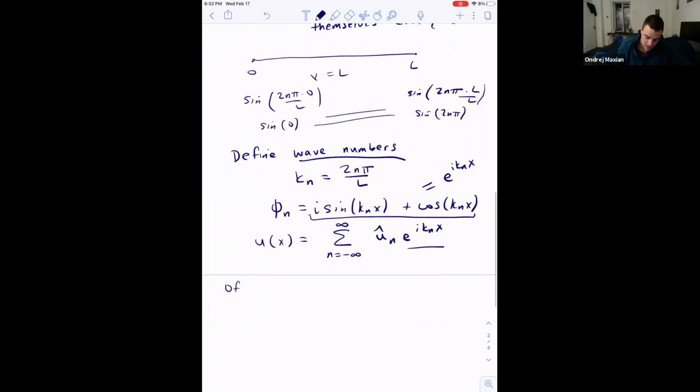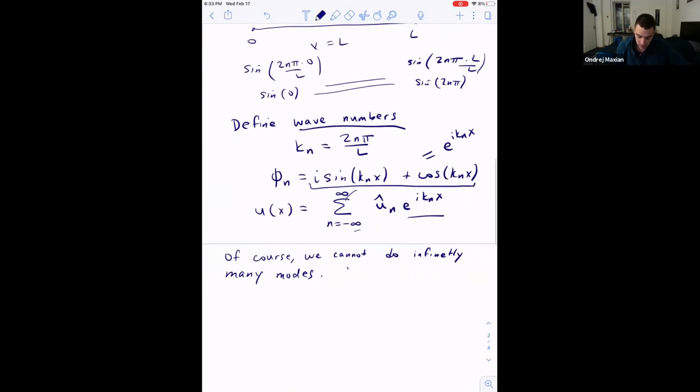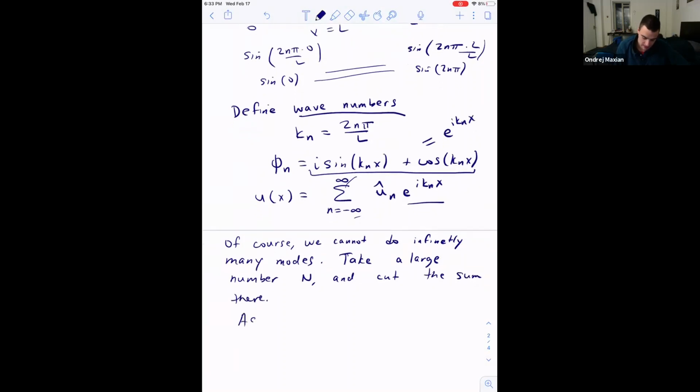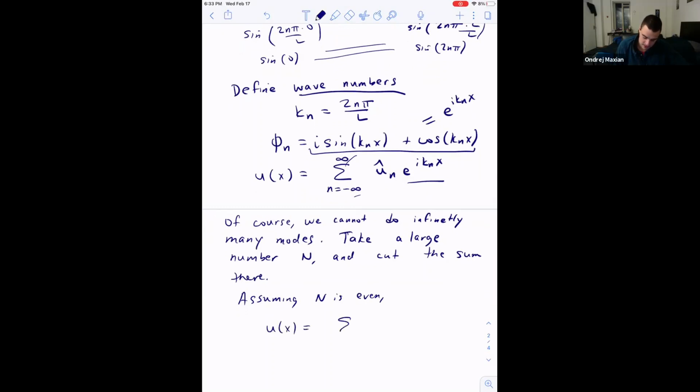So my other comment is, of course, we cannot do infinitely many modes. The computer cannot add up from minus infinity to infinity. So what we do is we take a large number N and cut the sum there. I will assume that N is even. I'm going to cut the sum at u of x equals the sum from n equals negative N over 2 to N over 2 minus 1 of u hat n e to the i k_n x. And this here is how we're going to represent our function u.